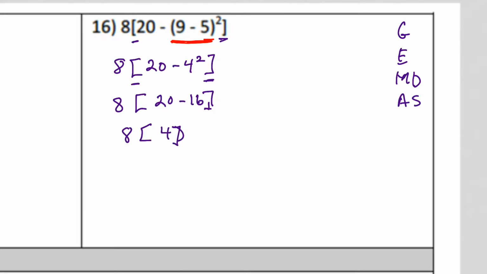Okay, now all we have left, so we did grouping symbols, we did exponents, okay, we did all that. Now we have to do the multiplication part. So 8 times 4 gives me 32.